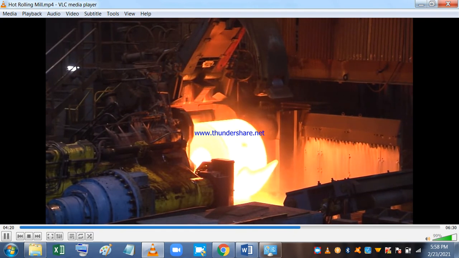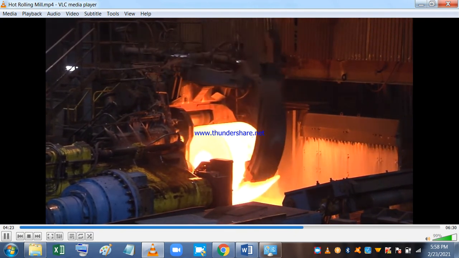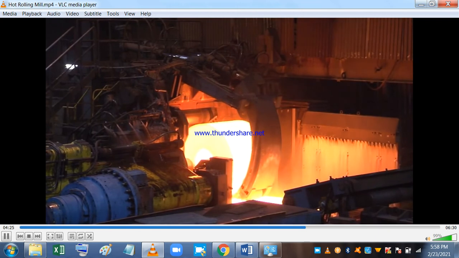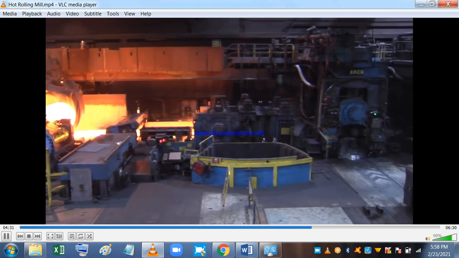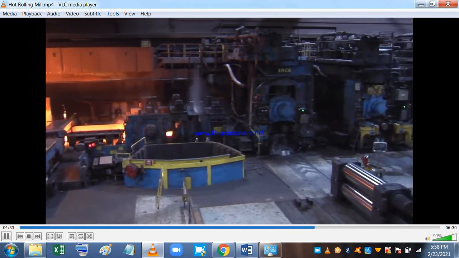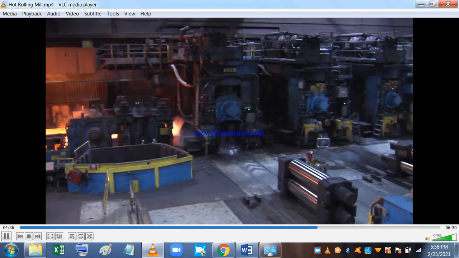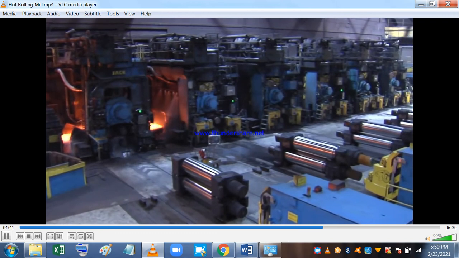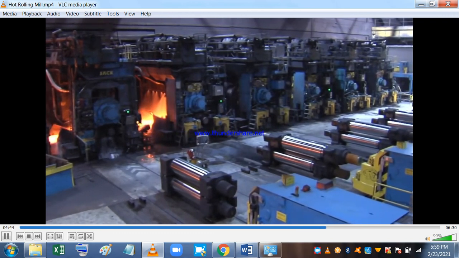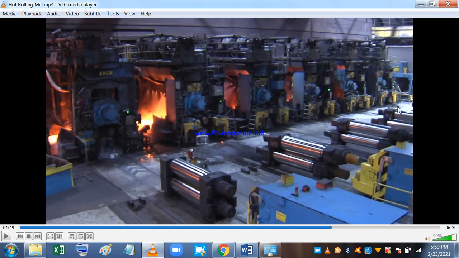When the transfer bar is removed from the coil box, it has a temperature of about 1050 degrees centigrade. The ends of the transfer bar are cut off, and the bar undergoes further mill scale removal. After this, it's time for the next stage, the finishing mill. This mill consists of 6 stands in the shape of 4 high rolling mills. Here, the transfer bars, now called strips, are rolled to a thickness of between 16 and 1.8 millimeters.